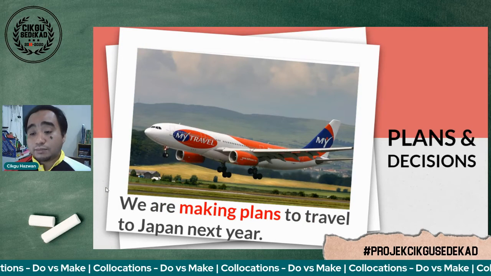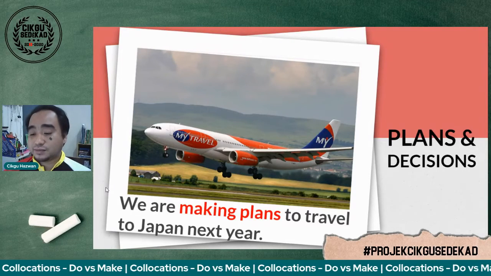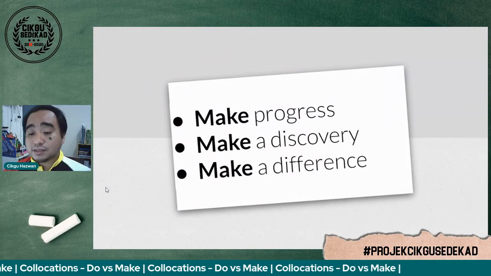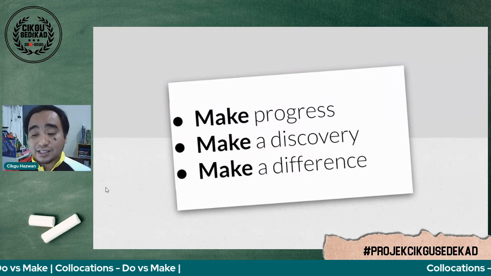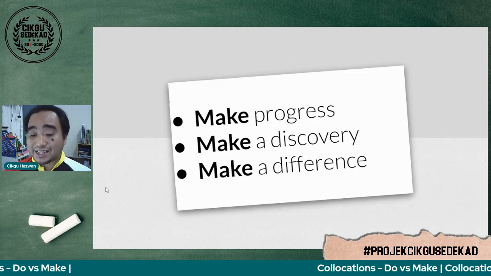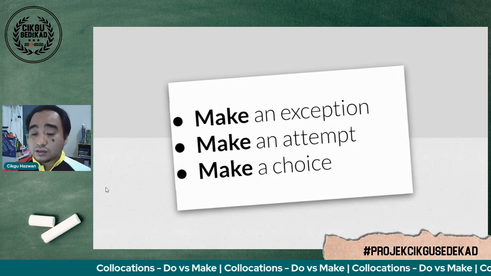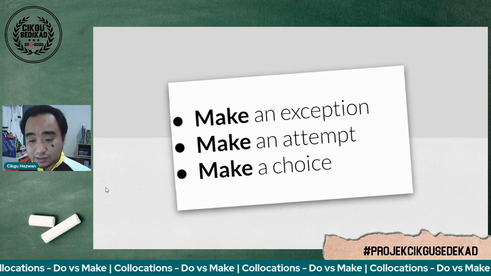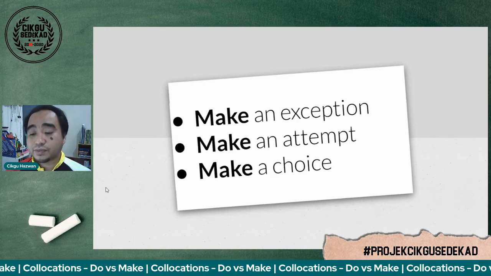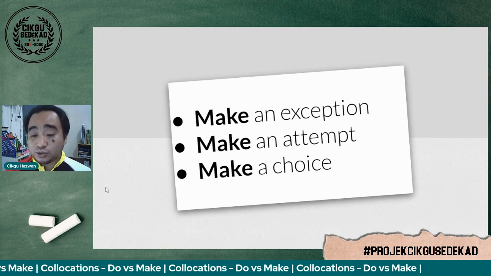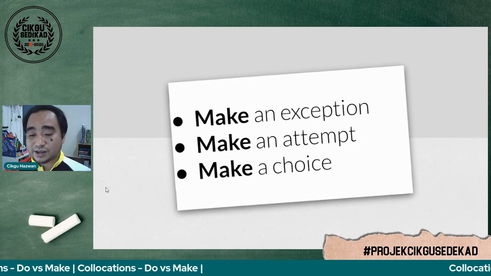We are making plans to travel to Japan next year. So you are making plans. Other examples are make progress, make a discovery, and make a difference. We also use make for exception. You don't do an exception, but we make an exception. Or make an attempt to do something, or make a choice when choosing something.